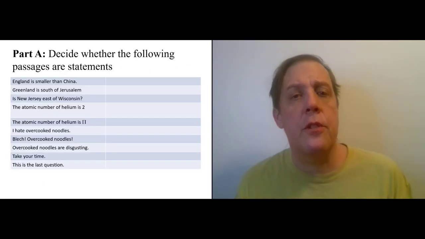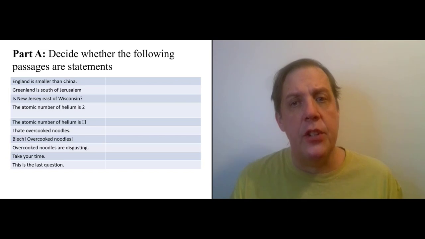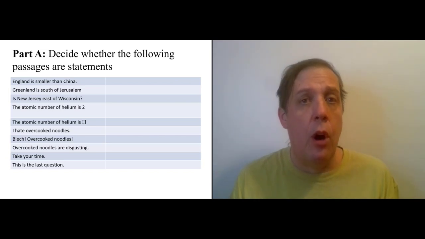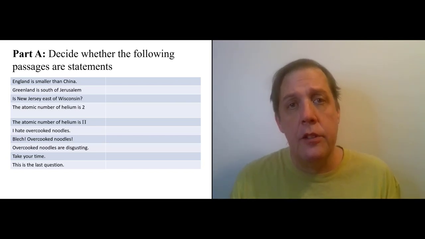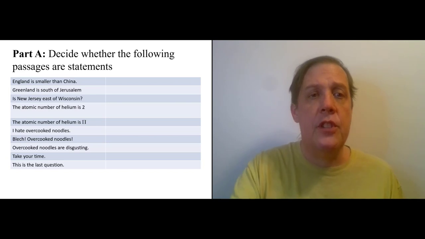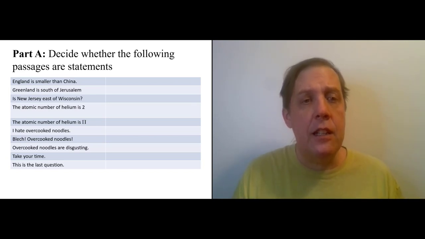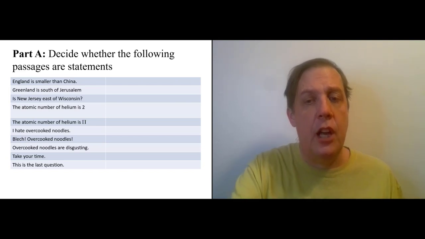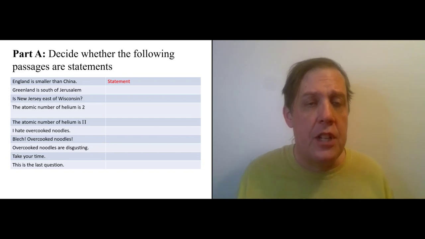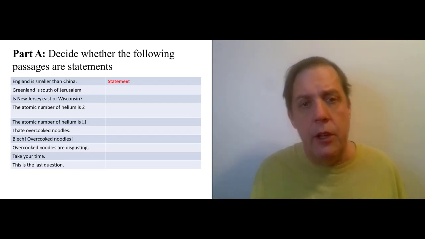So your first exercise was just to look at a bunch of passages and identify which of them are statements. And some of these are pretty straightforward, but some of them might be a little bit more tricky. So let's just run through these answers. The first passage was, England is smaller than China. Yeah, that's a statement, right? It's a true statement. So there you go.